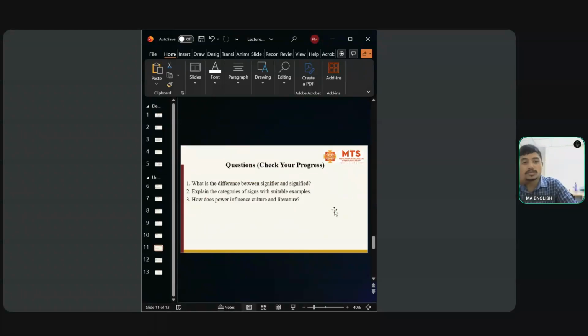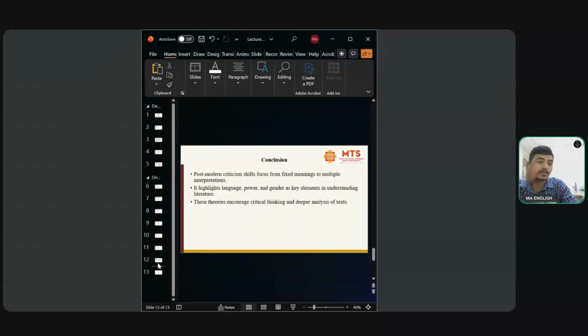These questions are for checking your progress, how far you have understood this topic, right? The first question is the difference between signifier and signified. The second is the categories of signs with suitable examples, and the third deals with power: how does power influence culture and literature? So please try to go through these questions as well as this PPT and then solve them.